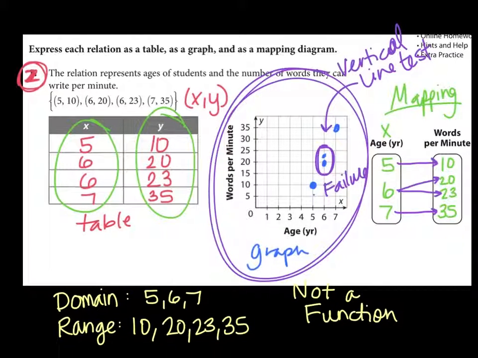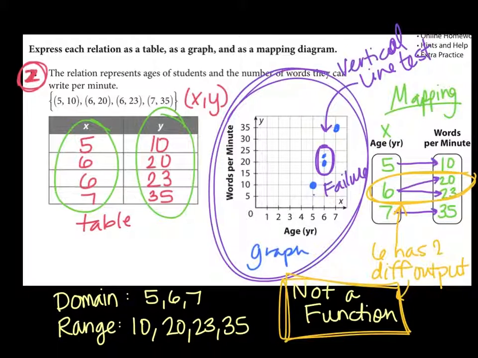Another way to check for a function, remember a function is that each input has only one output value. So if I look at the mapping, it's almost even easier to see. We want to know, does each input have only one output? And notice that 6 has 2 different outputs, right? One of them is 20 and one of them is 23. So because there are 2 different output values, again, it is not a function. All right, so make sure that you understand most of those definitions, and we'll keep working on this stuff in class on Tuesday.